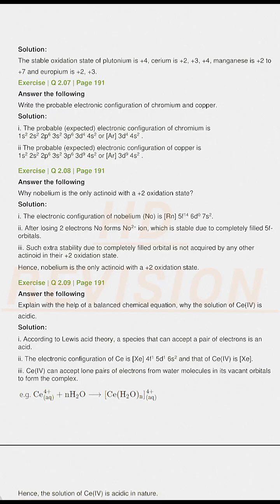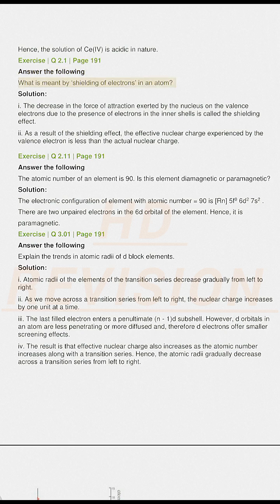Exercise Q2.10, page 191. Answer the following. What is meant by shielding of electrons in an atom? Solution. The decrease in the force of attraction exerted by the nucleus on the valence electrons due to the presence of electrons in the inner shells is called the shielding effect. As a result of the shielding effect, the effective nuclear charge experienced by the valence electron is less than the actual nuclear charge.